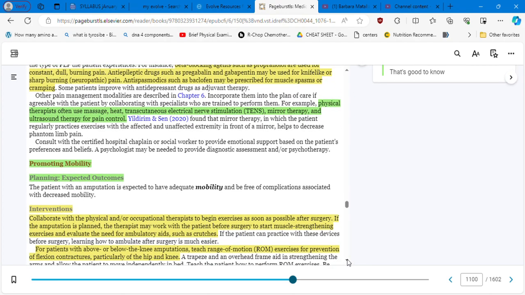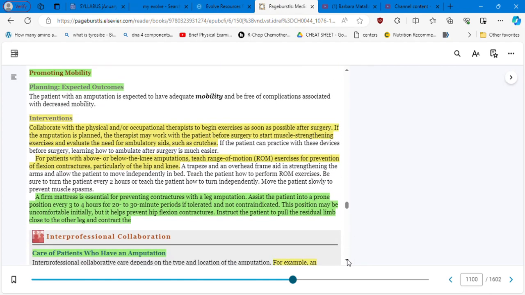Let's move to promoting mobility. What are we going to do? Collaborate with the physical and or occupational therapists to begin exercises as soon as possible after surgery. If the amputation is planned, the therapist may work with the patient before the surgery to start muscle strengthening exercises and evaluate the need for ambulatory aids such as crutches. Okay, so that's before the surgery.